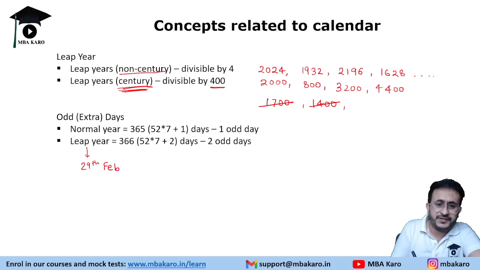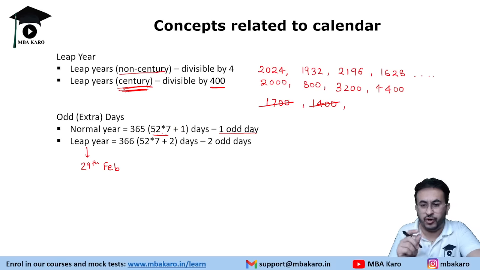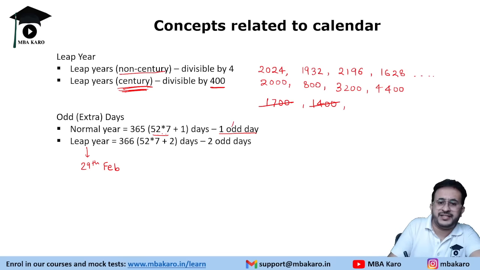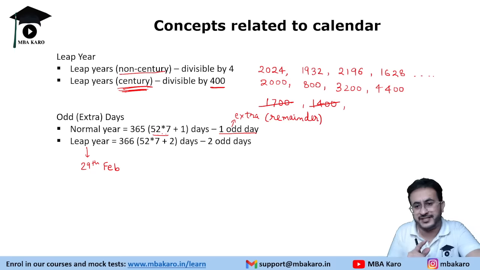Okay. So when you have 365 days, you divide by 7. It is 52 into 7, and 1 is a remainder. One remainder means there is one odd day. Odd day means, like we will be using this term throughout this lecture, odd day means extra day. Extra means the remainder. So when you divide 365 by 7, we get 1 as the remainder.